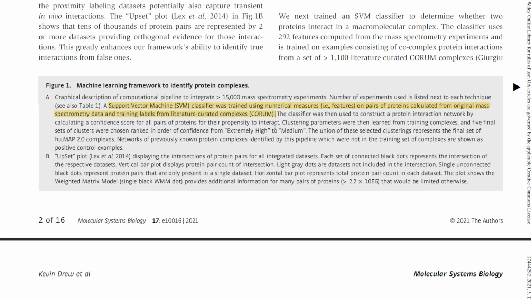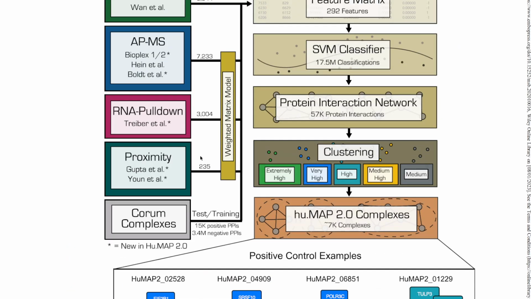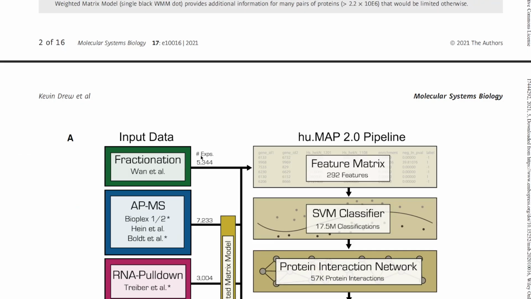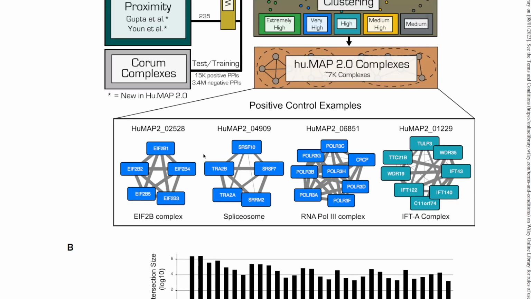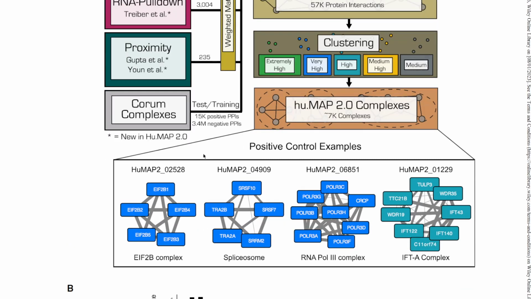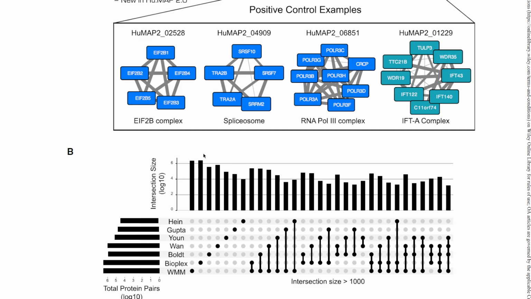Networks of previously known protein complexes identified by this pipeline which were not in the training set of complexes are shown as positive control examples. Upset plot, Lex et al., 2014, displaying the intersections of protein pairs for all integrated datasets. Each set of connected black dots represents the intersection of the respective datasets. Vertical bar plot displays protein pair count of intersection. Light gray dots are datasets not included in the intersection. Single unconnected black dots represent protein pairs that are only present in a single dataset. Horizontal bar plot represents total protein pair count in each dataset. The plot shows the weighted matrix model. Single black WMM dot provides additional information for many pairs of proteins, greater than 2.2 times 10^6, that would be limited otherwise.